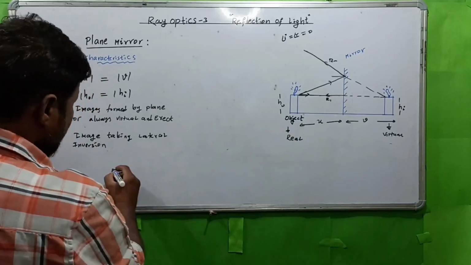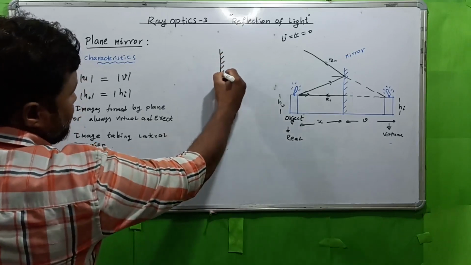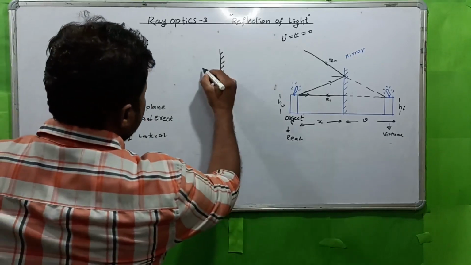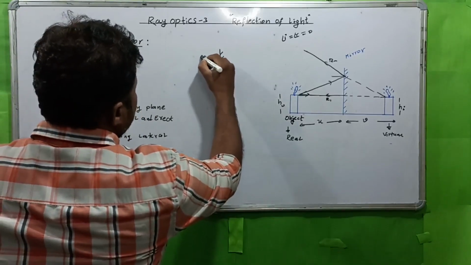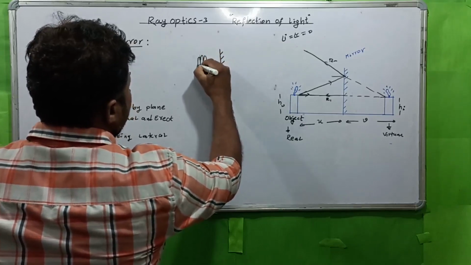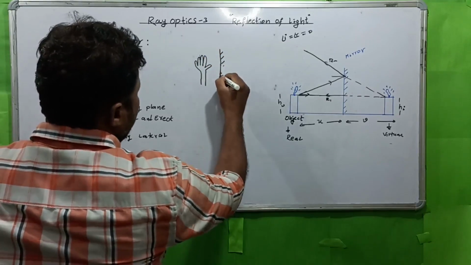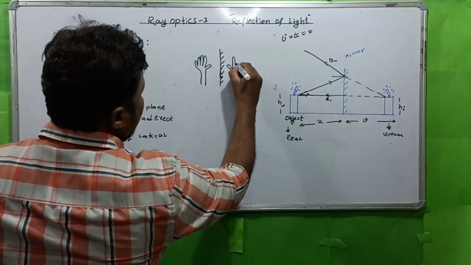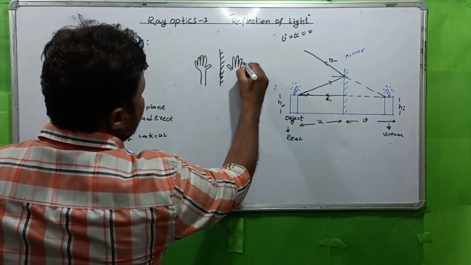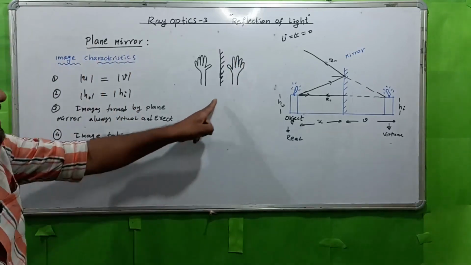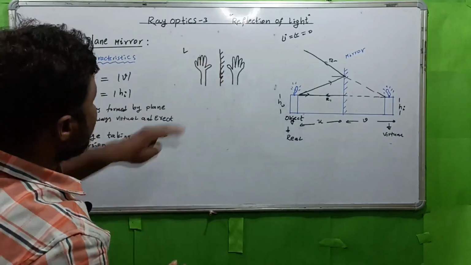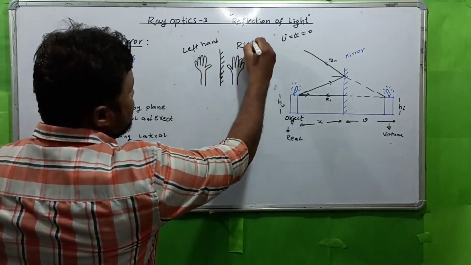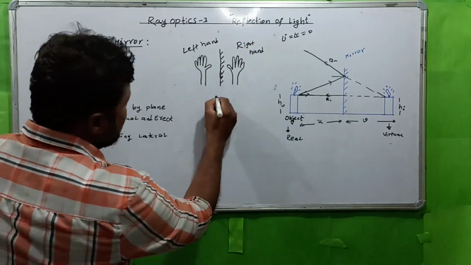For that, imagine any plane mirror. There is a plane mirror. In front of the plane mirror, I am going to keep my left hand like this. Suppose these are the left hand fingers. Inside the mirror, you will find the fingers like this. It looks like a right hand. Actually, I put my left hand here, but you feel that inside the mirror it is a right hand. So this is the concept, nothing but lateral inversion.